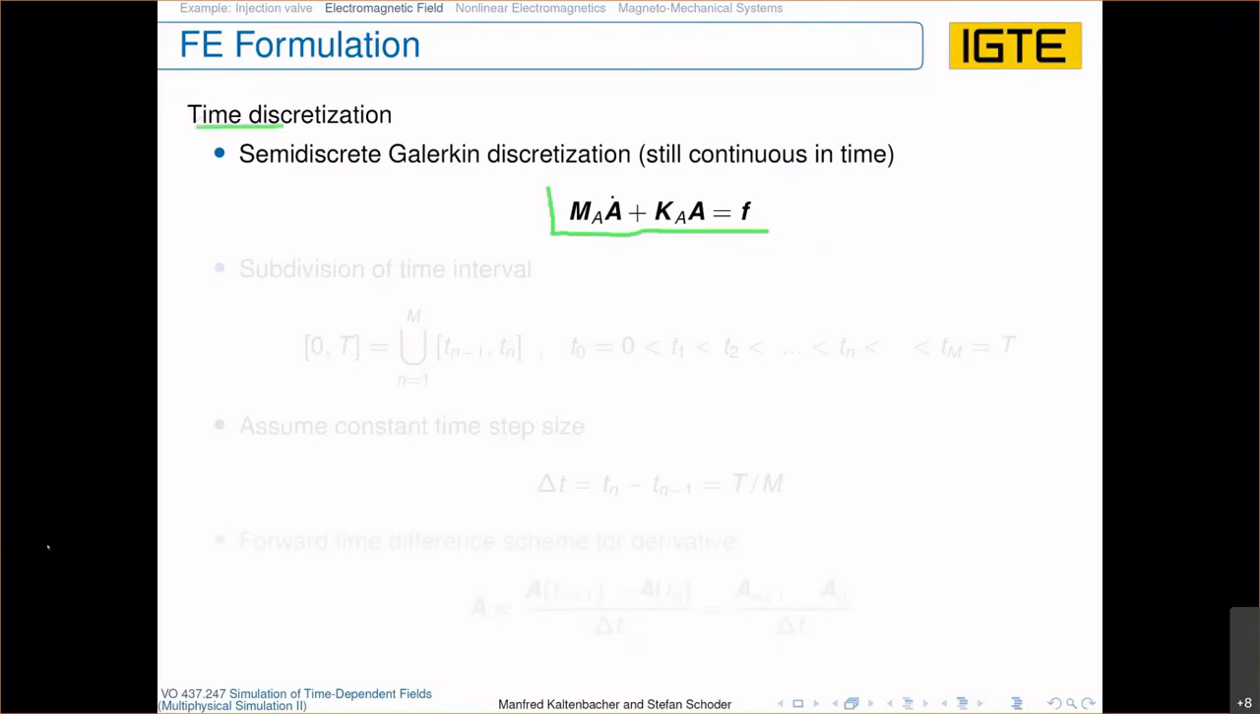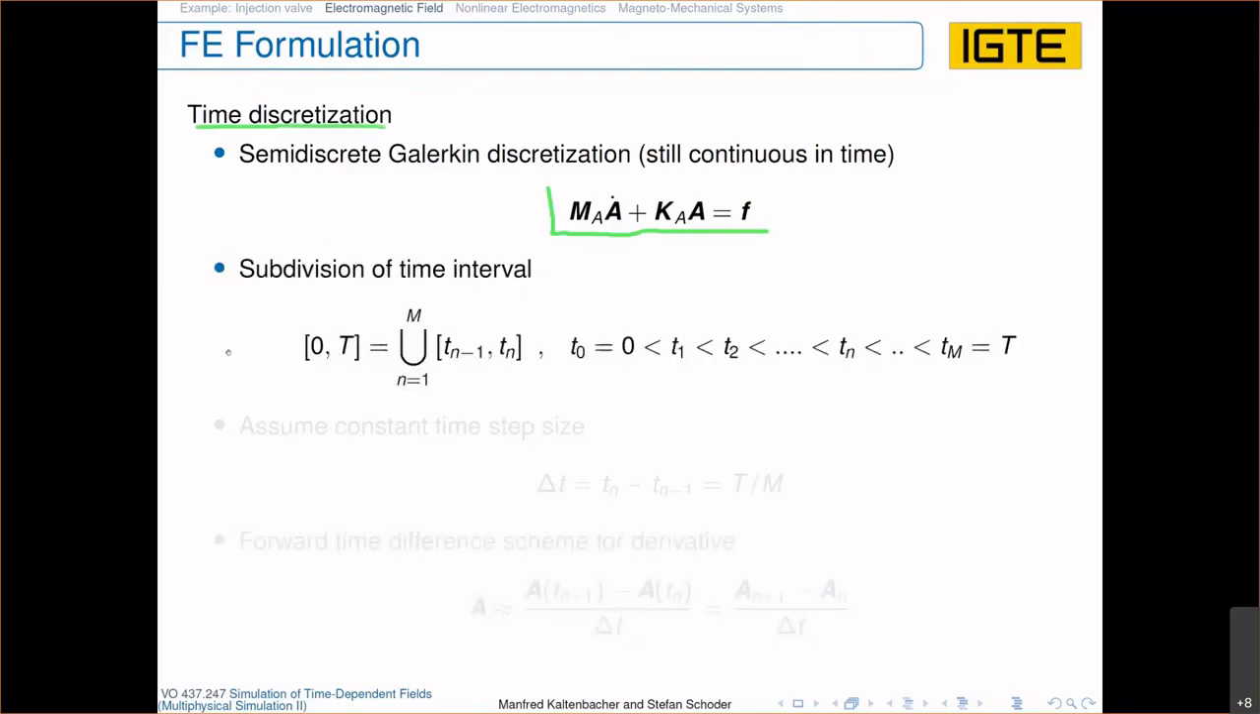Okay, so for this, similar to space discretization, we discretize our time interval, in which we want to compute our solution, into small intervals from T_{n-1} to T_n, as shown here. And this is going from n equal 1 to m when we subdivide it into m time intervals.